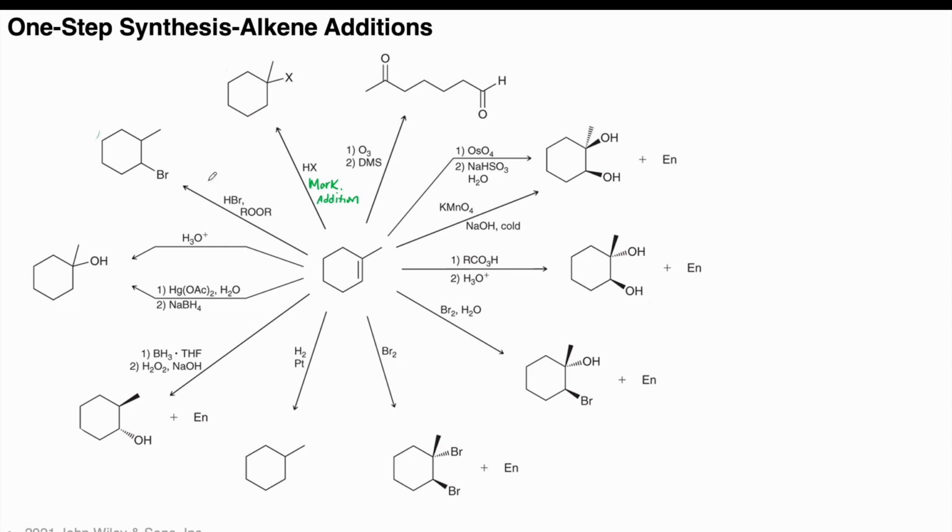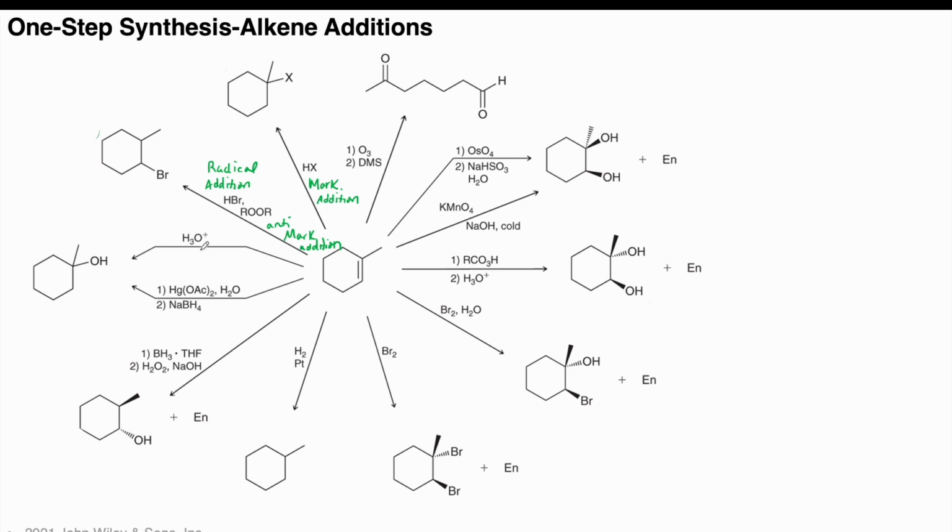The opposite regiochemistry is observed when radical conditions are used. This is a radical addition of HX to an alkene. And in this case, we saw anti-Markovnikov addition. So the opposite regiochemistry. Because of the presence of peroxides, ROOR, in this reaction, the regiochemistry changes and the mechanism becomes a radical mechanism.